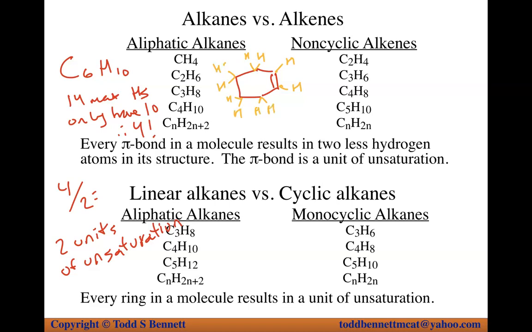Perfect. Or I could have 2 pi bonds. Let's make sure I have the right number of carbons: 1, 2, 3, 4, 5, 6. Perfect. And I have 1, 2, 3 H's, 4, 5, 6, 7, 8, 9, 10 H's. I'm not going to draw the H's in this time. But I have a ring and a pi bond. I have 2 pi bonds. Those 2 pi bonds could also be a triple bond. And last but not least, I could have 2 rings.